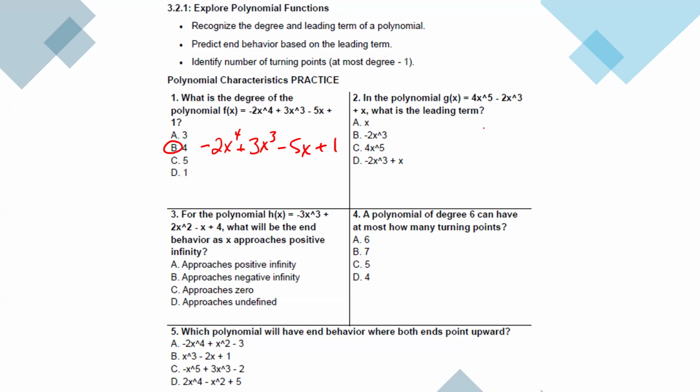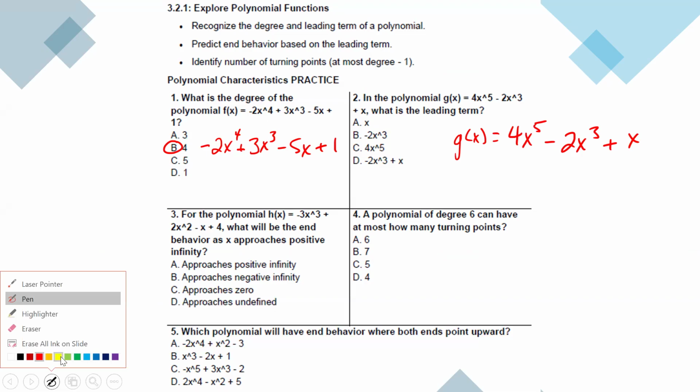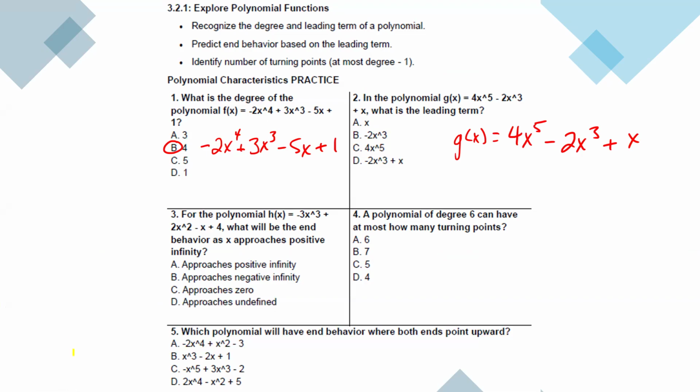Next it says, what is the leading term? So if I have g of x equals 4x to the fifth minus 2x to the third plus x. It's specifically asking for the leading term. Remember, your terms are the things that you're adding and subtracting together, okay? So this is a term, one term, two terms, three terms, okay? Your leading term is going to be your term with the highest power. So my leading term, not leading coefficient, notice the word is term. Your leading term is going to be the whole thing, okay?